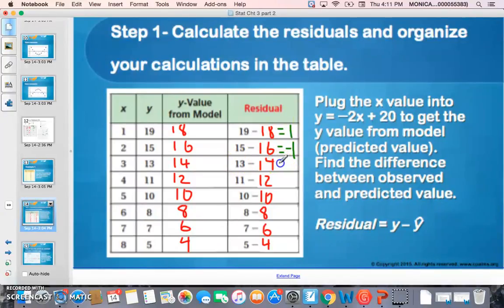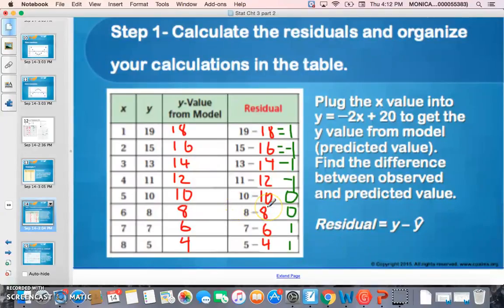13 minus 14, negative 1. 11 minus 12, negative 1 again. 10 minus 10 is 0. So I know that this particular data point falls on the line of regression. 8 minus 8 is 0. That data point as well is going to fall on my line of regression. 7 minus 6 is 1, and 5 minus 4 is 1. All right, so that's how I calculate step 1.